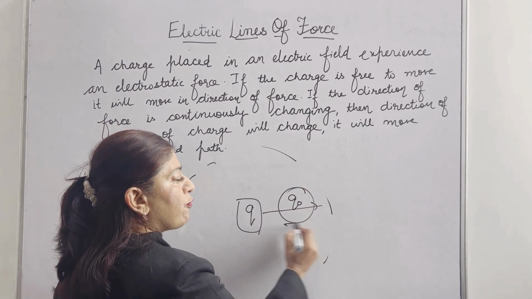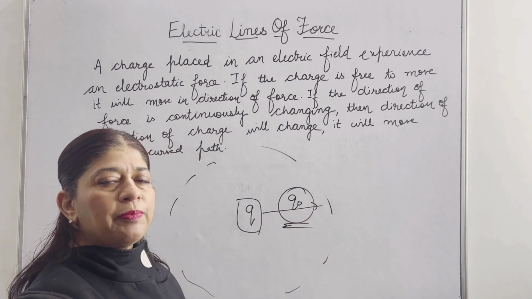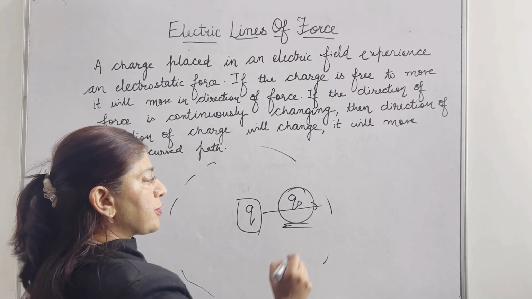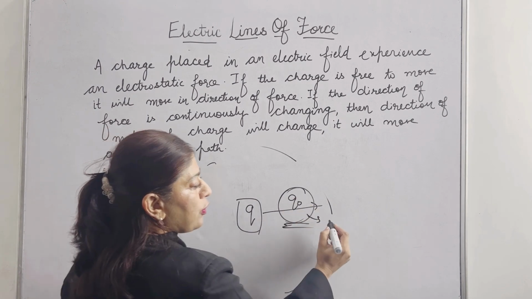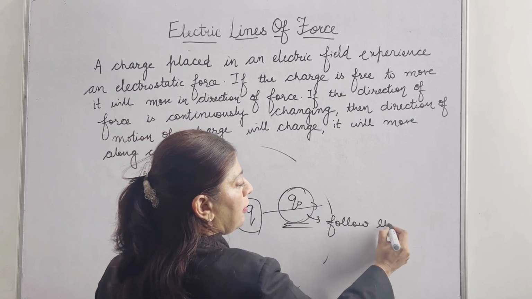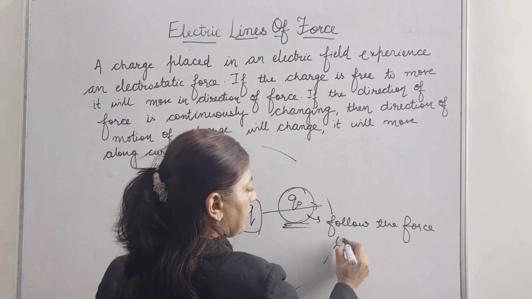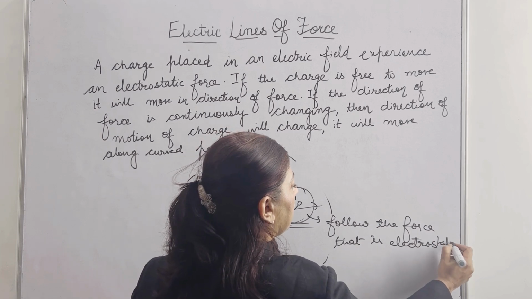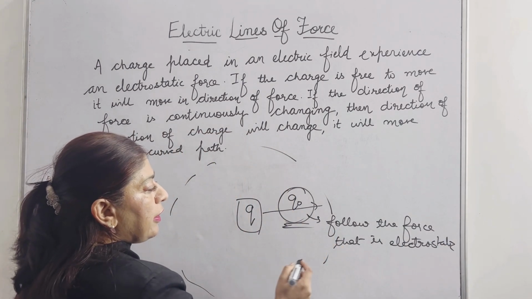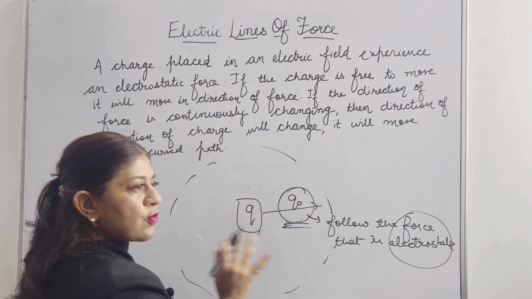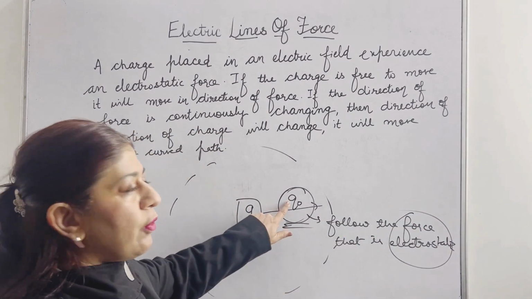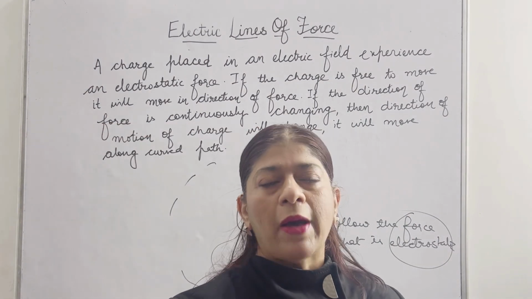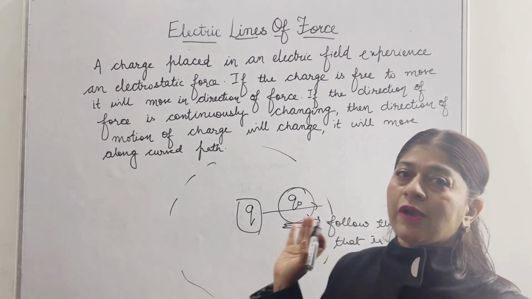And if this charge is free to move, then it will follow the path along the direction of the electrostatic force. This Q naught charge is going to follow the electrostatic force lying between Q naught and Q. And if this electrostatic force is continuously changing, then Q naught is going to follow a curved path. So whatever path is followed by this charge is being traced.